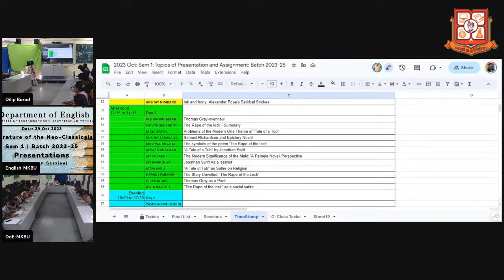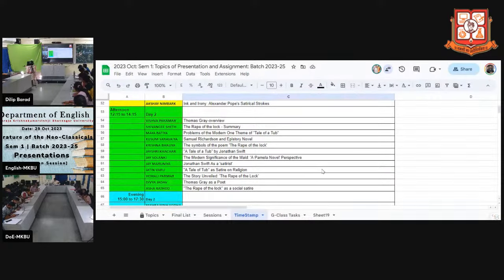And then the next one, the third presentation, will be by Maya: Problems of the Modern One Theme of Tale of a Tub. Now that is, problems of the modern one theme. What is that? One theme means what? Problem of the modern theme, Tale of a Tub. No, but that is not the proper way of writing it. Modern one theme. So you need to still work on this.